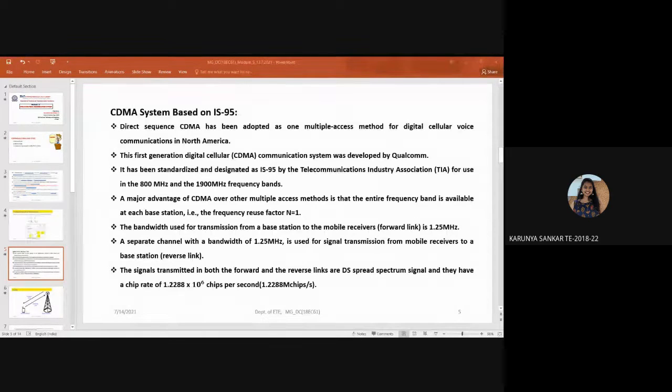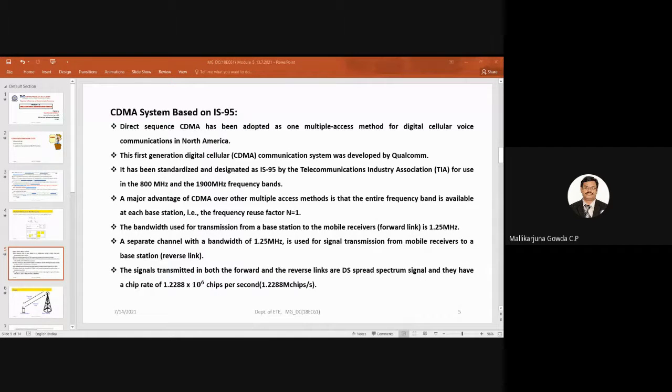So it does not require any synchronization, and many users can. Huh? I did not say anything like that about synchronization. Are you there with me? I was giving some example. I told about FDMA, then TDMA, then I told about CDMA.